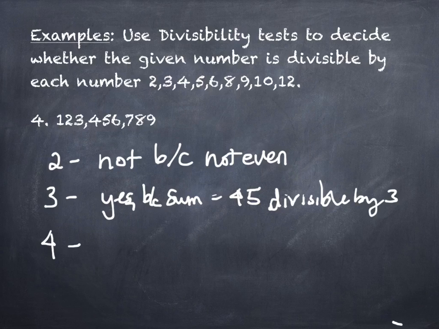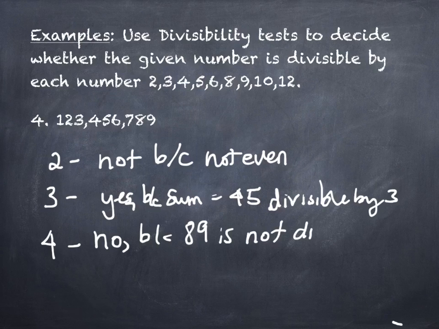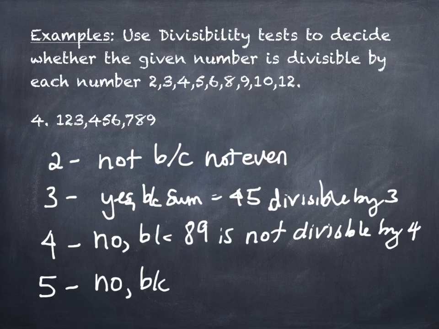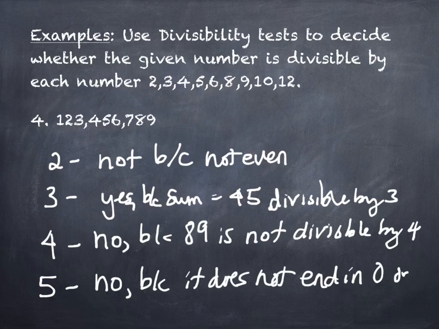Taking a look at the number 4, this one is going to be a no. It's not going to work because the number 89, the last 2 digits, is not divisible by 4. And we actually know it's not divisible by 4 because it's already not even. I mean, we definitely have that information too. Alright, so let's do one more on this slide. The number 5. This one is not divisible by 5 because it does not end in 0 or 5.